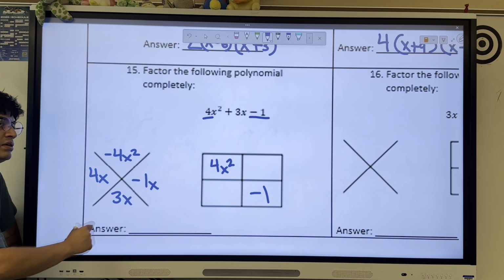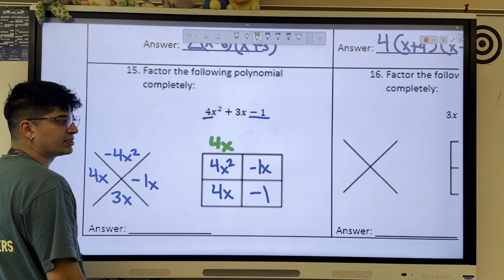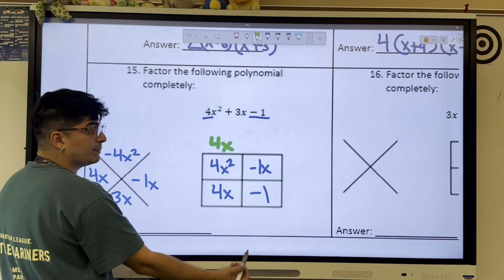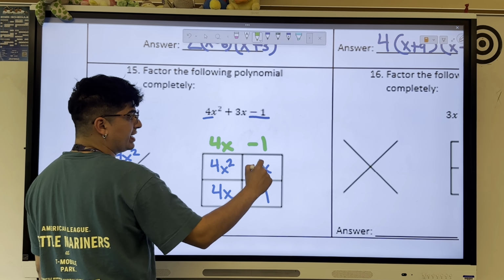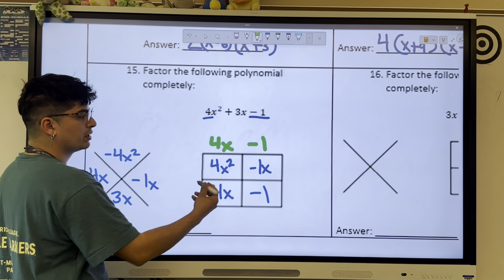Those two pieces that we just created get to be put into our factor box. From here, we start to ask ourselves, what can we factor out in all directions? So right here, I'm factoring up. What can I take away from both terms? I can divide both of them by 4, and I can take out an x. On this one, I can take out a negative 1 for both. You always want to take out negatives whenever you can.